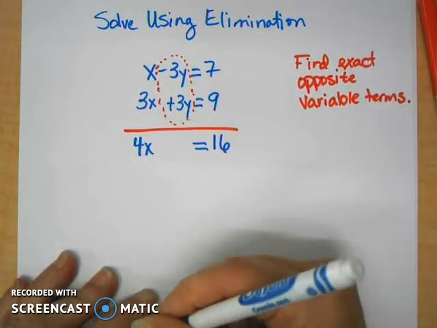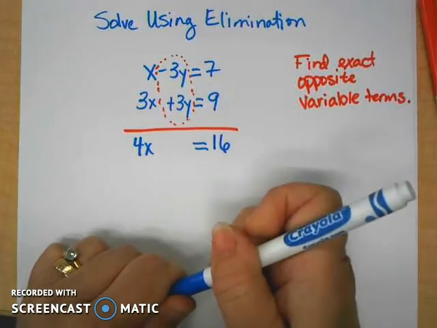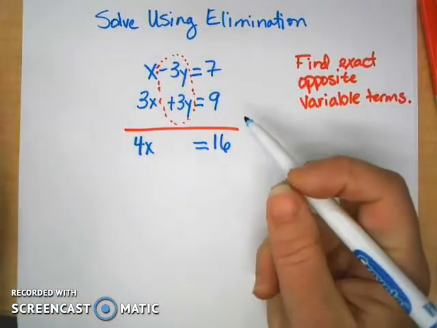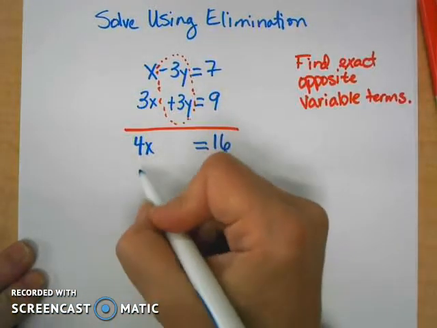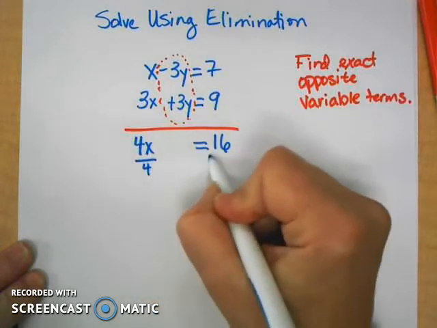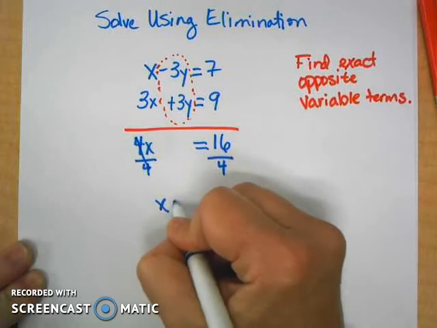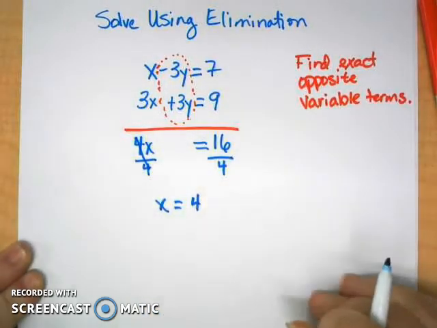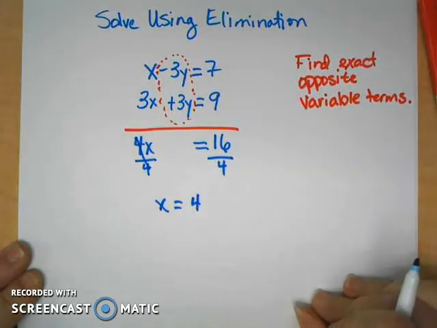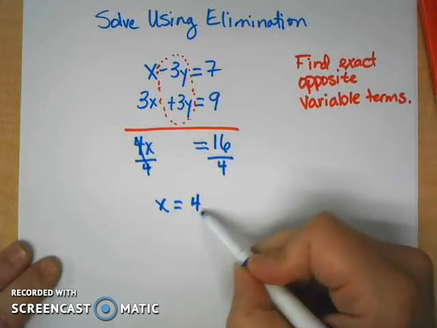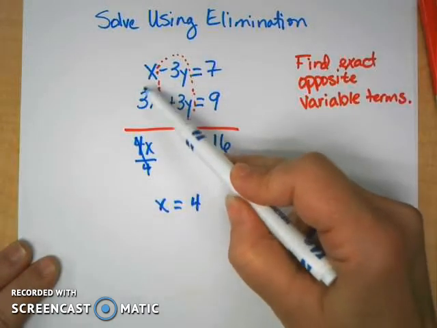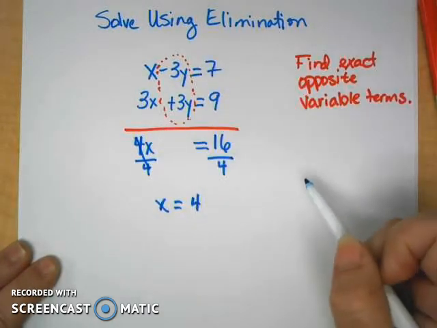So in this case, now that I've eliminated y, I can simply solve for x. And the best way to do that, of course, is divide both sides of the equation by 4. X equals 4. Now that I have one of my solutions, I can substitute this value into either the first or the second equation and then solve for y.